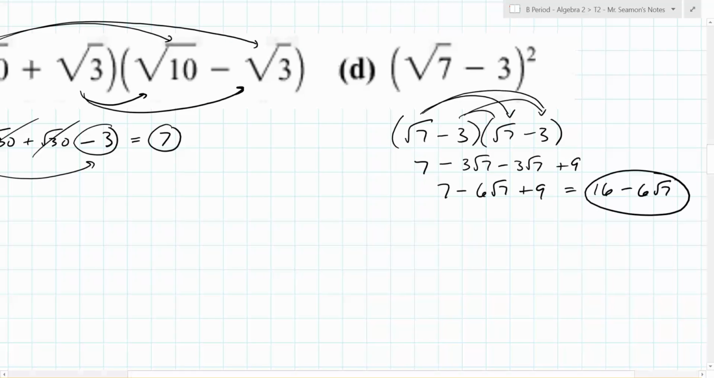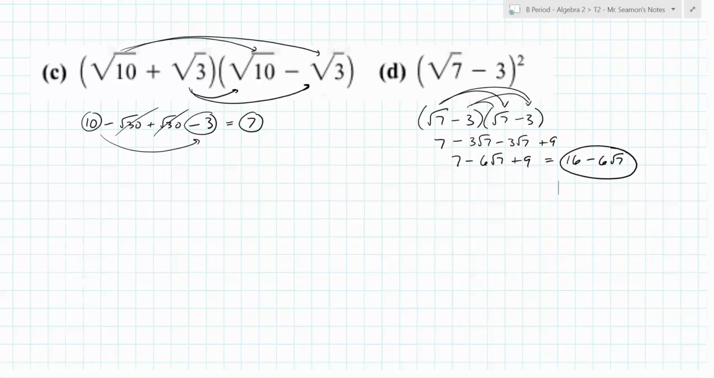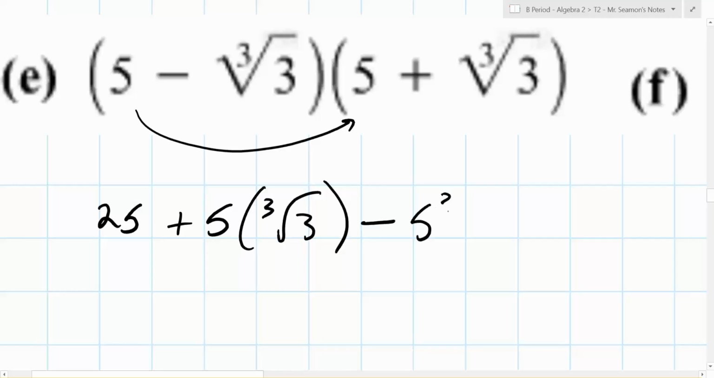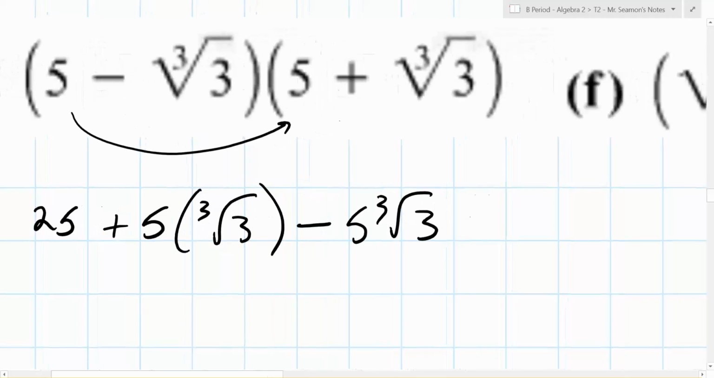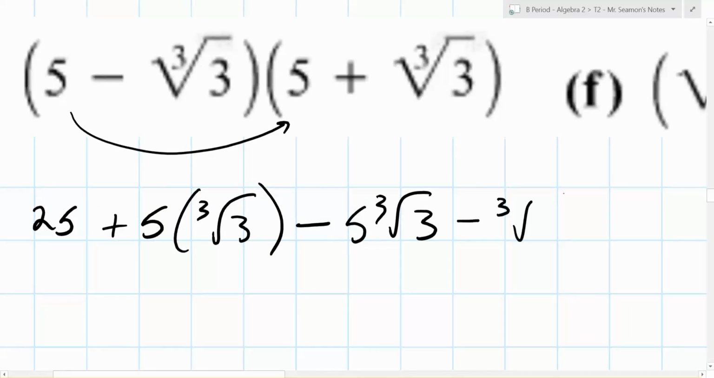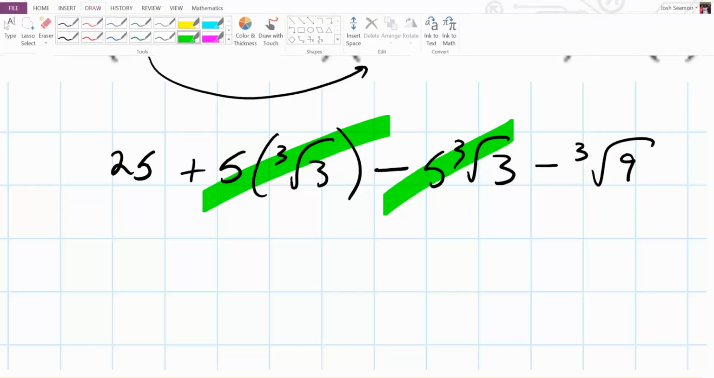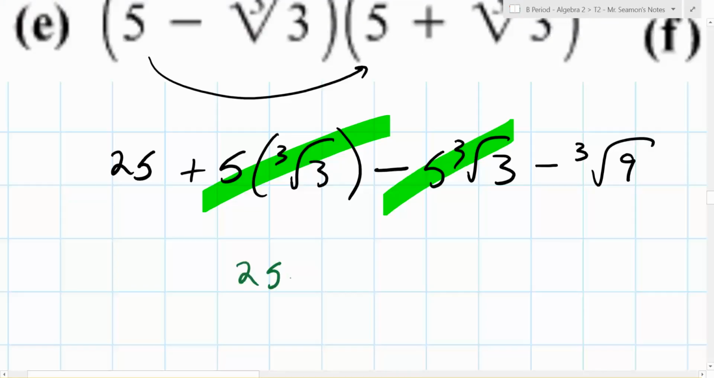Yes, go ahead. So you get 25, and then you get plus 5 cube roots of 3, minus 5 cube roots of 3, minus what? The cube root of 9. What cancels in the middle? The 5 cube roots of 3. Those cancel. So what are you left with? 25 minus the cube root of 9.